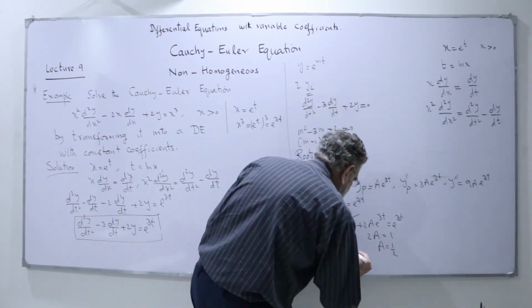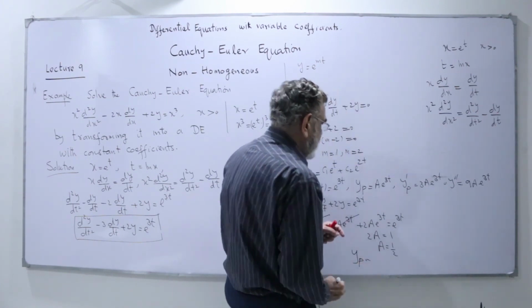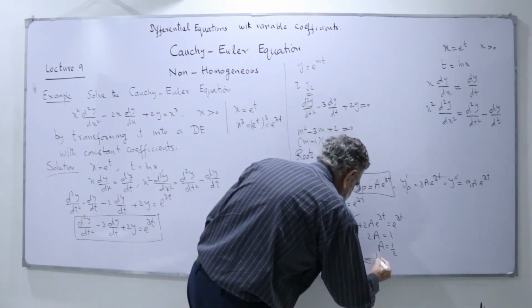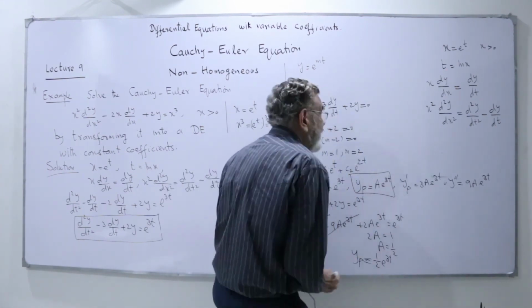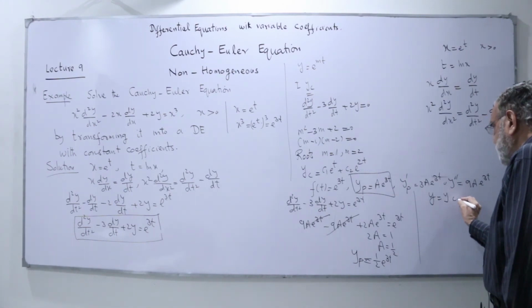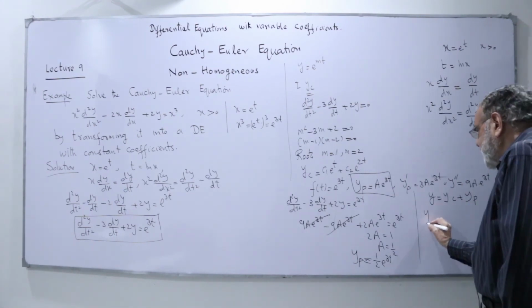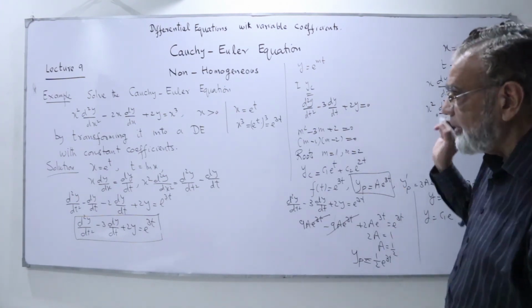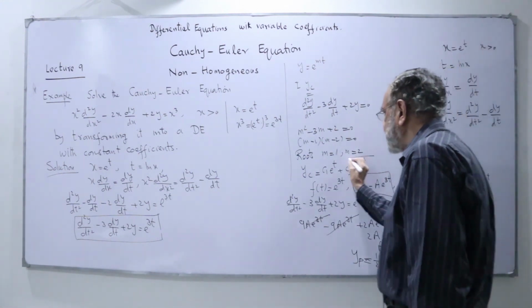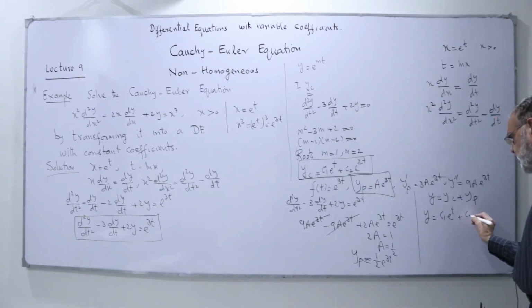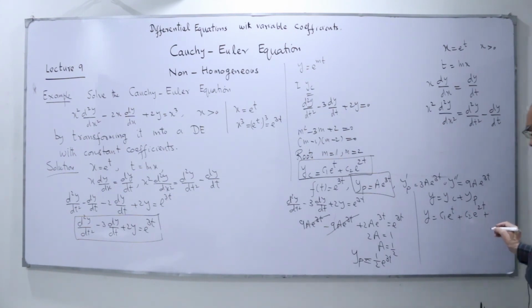So what's my yp? I substitute the value of a in this equation and get yp equal to 1 by 2 e to the power 3t. So I write my general solution. My general solution will be y equal to yc plus yp. So my y is equal to c1 e to the power t plus c2 e to the power 2t plus yp, where yp is 1 by 2 e to the power 3t.